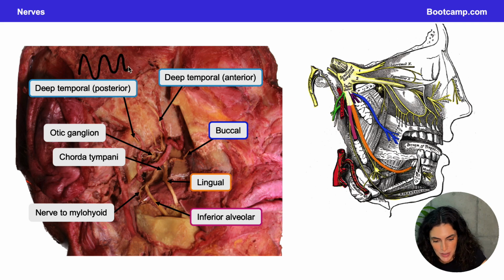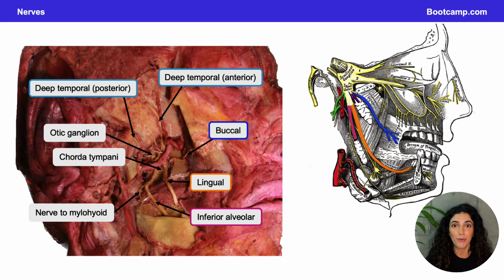So here the temporalis muscle has been reflected, and we're looking at the skull, so we can see how those deep temporal nerves are deep to the temporalis. And they are going to be traveling with the deep posterior and deep anterior temporal arteries. We can also see more inferiorly here the otic ganglion, and that's where those preganglionic parasympathetic fibers from the lesser petrosal are going to synapse, and then eventually those fibers will be carried with the auriculotemporal nerve to the parotid gland.